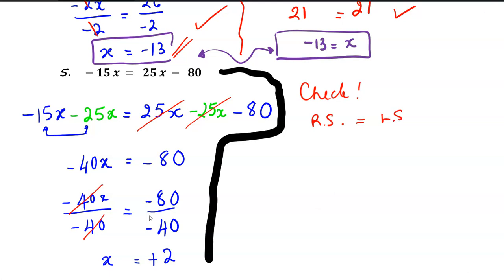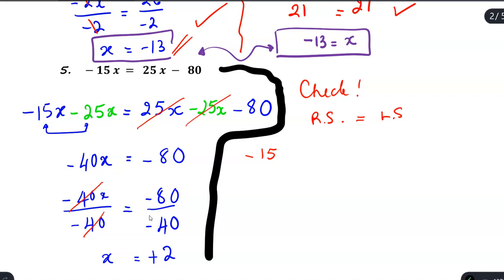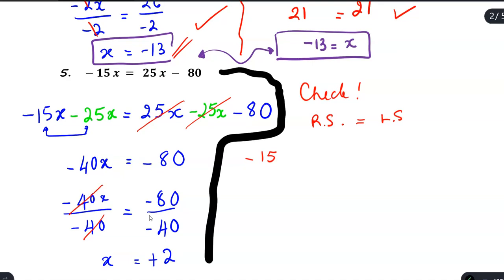Okay, so then right here you have negative 15. X is, you found it as 2. So you write here as 2. Is it equal to 25 times the x? So we must check on both sides, right? So then we should write that 25. And then we multiply by 2 to see if we have both sides equal to each other.